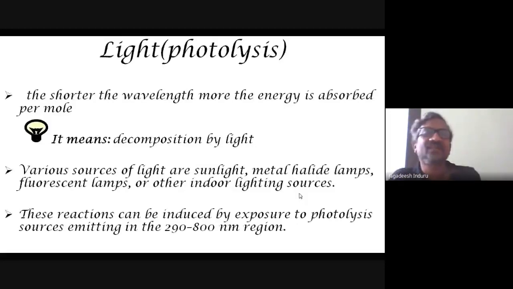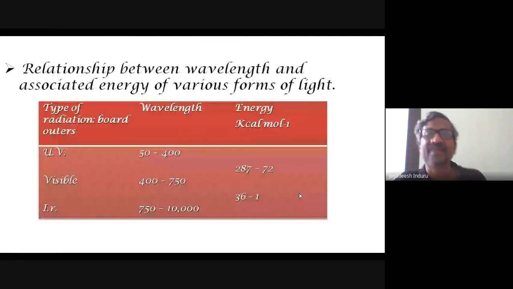If you see the relation between the wavelength and the energy of the various forms of light, then you will come to know how to control light so that I can maintain more stability of the product. The first is UV light, having a wavelength from 50 to 400. Generally in pharmacy we use 200 to 400 wavelength in our equipment. Visible light is 400 to 750, the VIBGYOR region, that is what we have in a rainbow. And the IR region, the infrared region, is 750 to 10,000.